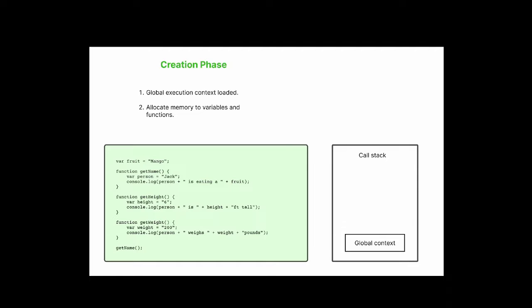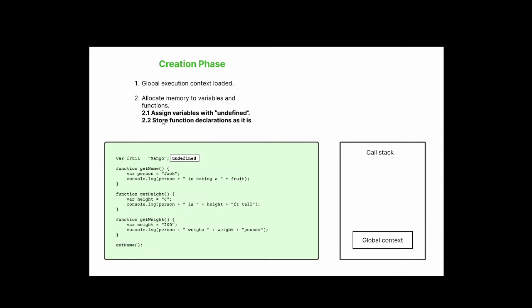Now what the browser does is it will allocate memory spaces to your variables and functions, the variables and functions that you have in the file. So in our example, as you can see here, there's a variable called fruit and there are 3 other functions. These variables and functions will be allocated memory by the JavaScript engine. Now while allocating memory to these members, in case of variables, it will assign it a temporary placeholder called undefined. So as you can see here, the variable fruit will be undefined during the creation phase. It won't have the value mango in the creation phase.